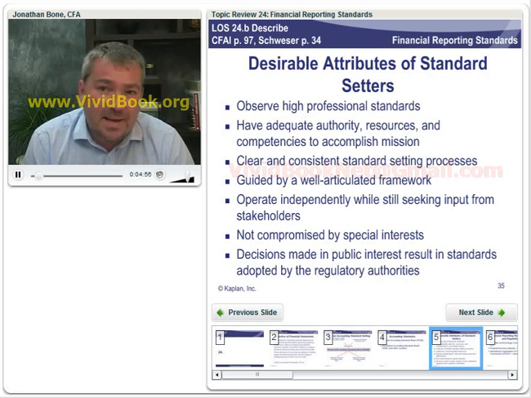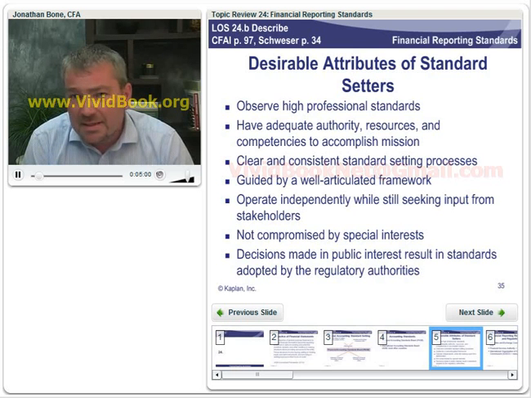operating independently while still seeking input from stakeholders. So in other words, they should be independent, which again is just really saying free from bias, but they should seek input from stakeholders. In other words, who are these stakeholders? They're all the users of the accounts. So companies themselves, creditors of companies, banks, tax authorities, etc.